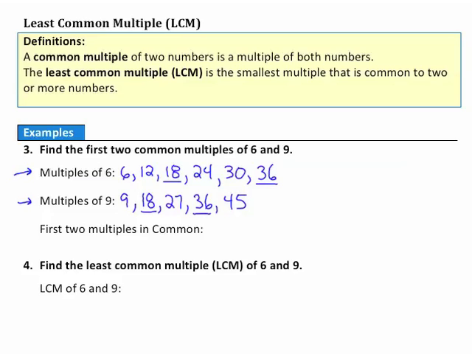Example 4. Find the least common multiple, or LCM, of 6 and 9. Well, we found common multiples already. We have both 18 and 36. Of those common multiples, the smallest or least is going to be 18. So the LCM of 6 and 9 is going to be 18.